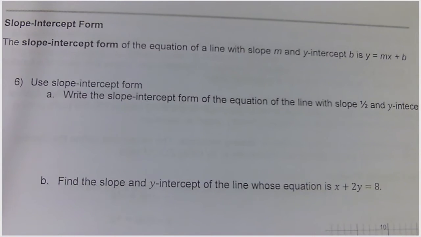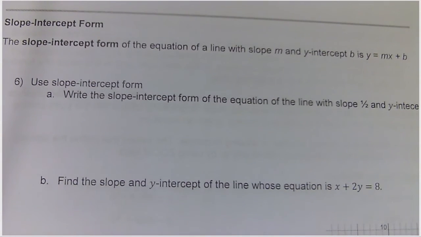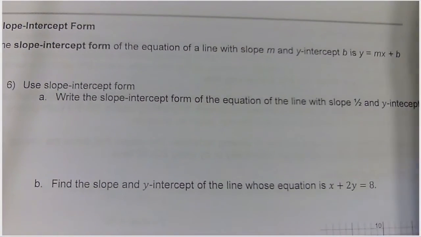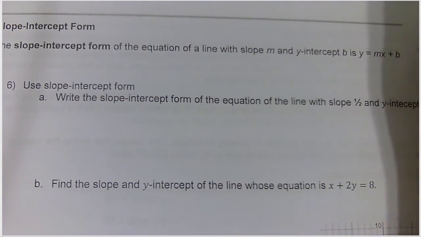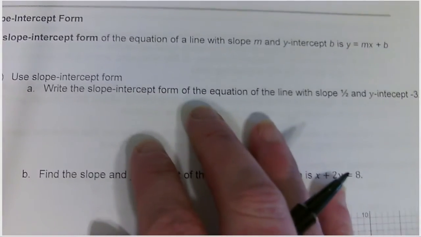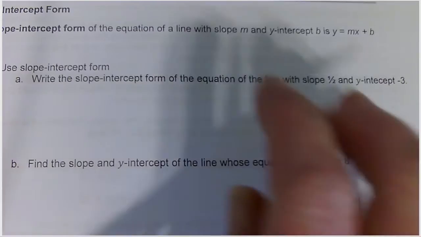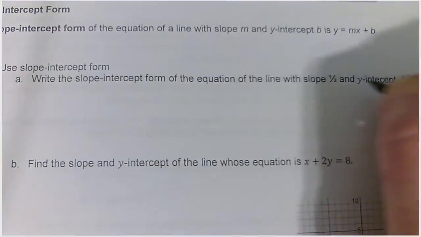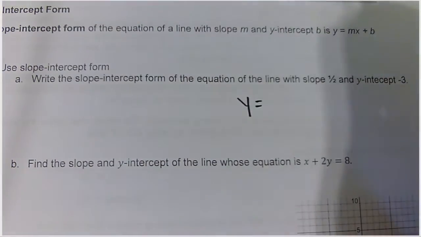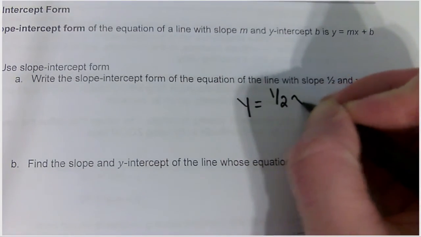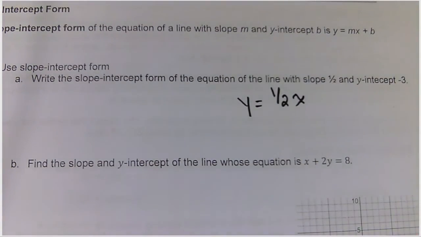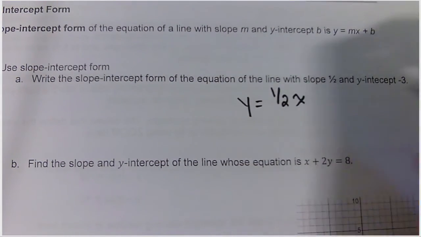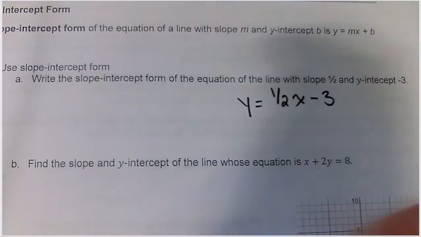That everybody knows and loves. y equals mx plus b, slope intercept form. So just reminding, slope is here, y-intercept is here. If you are given a slope and a y-intercept, this is the easiest way to write the equation. Given the slope is 1/2 and the y-intercept is -3, we plug those in.